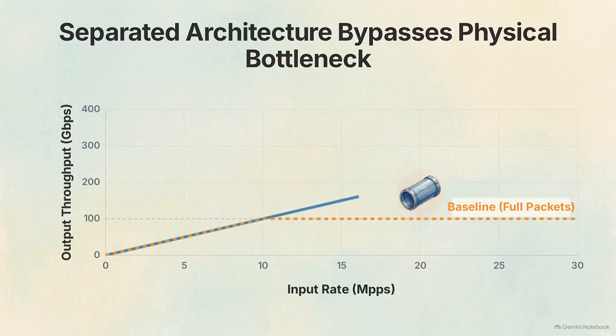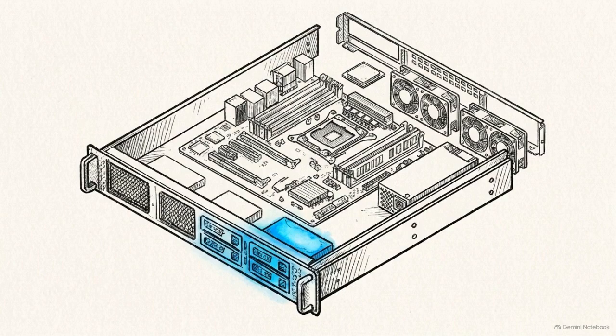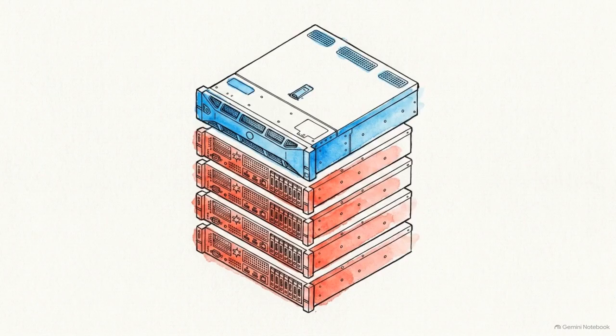The separated architecture scales linearly past that barrier, achieving 300 gigabits per second of stateful packet processing on a single server. This result requires a minimal dedicated footprint, just a single 100 gigabit interface on the processing server, supported by 4 shared RDMA servers holding the payloads.